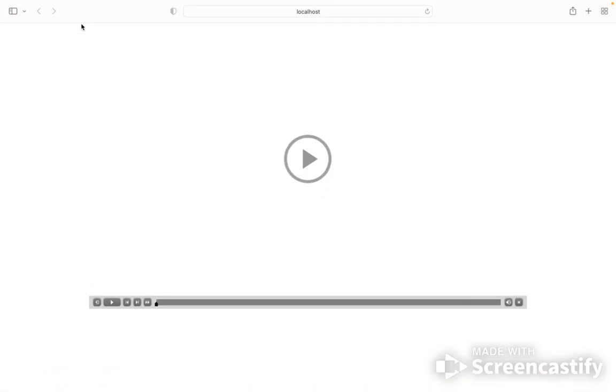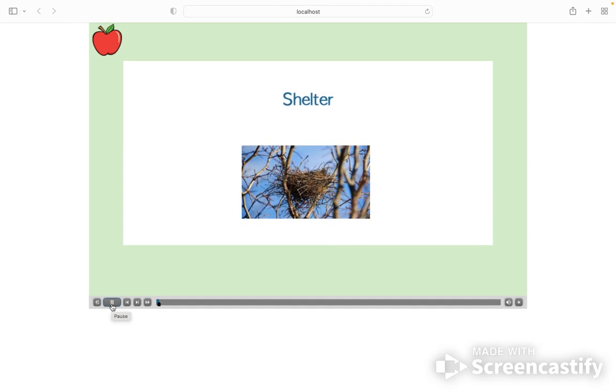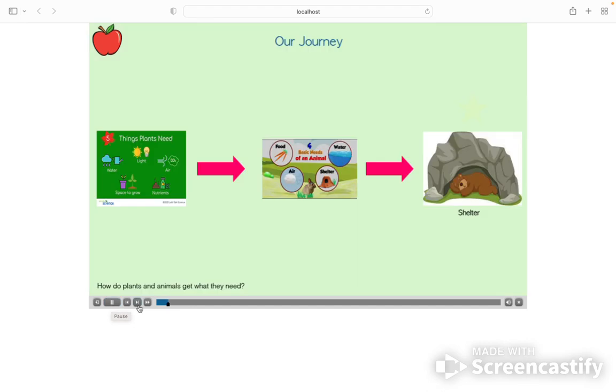This is my video 3 exercise, and it goes along with the unit, how do plants and animals get what they need from their environment? The focus of this particular lesson is solely on shelter. Again, this is about shelter, and this is how I use animation in this slide, and I also did it in another slide.